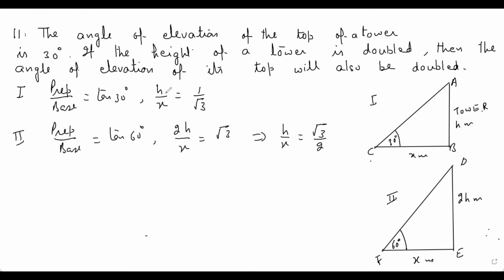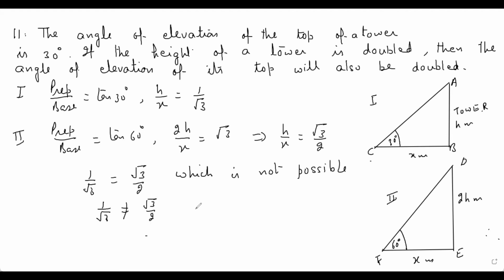In the first case, we have h by x is equal to 1 by root 3. In the second case, we have h by x is equal to root 3 by 2. It means 1 by root 3 is equal to root 3 by 2, which is not possible. 1 by root 3 is not equal to root 3 by 2. So our supposition is wrong. So what we have supposed in the beginning, that this angle is double, that is not possible.